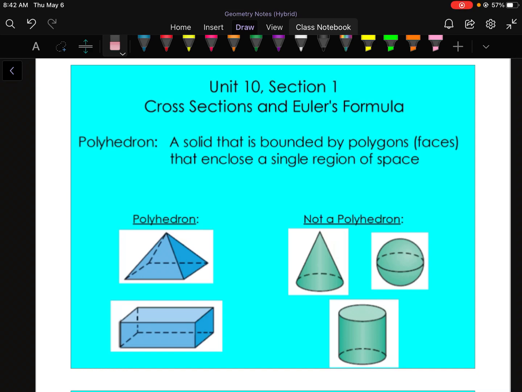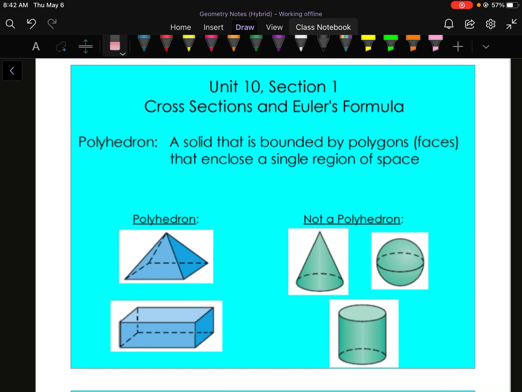Today we begin Unit 10, which is all about three-dimensional figures. So last unit was all about two-dimensional figures and area. This will be about surface area and volume. Today's lesson, section 1, will be about cross sections and Euler's formula.